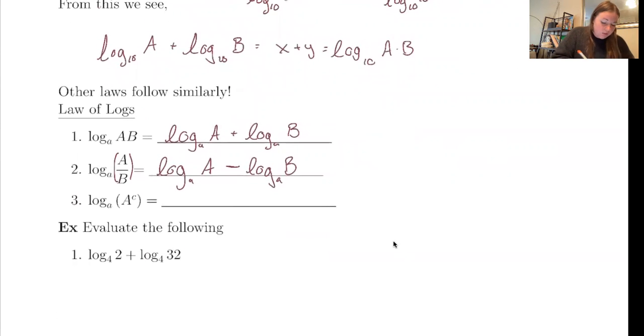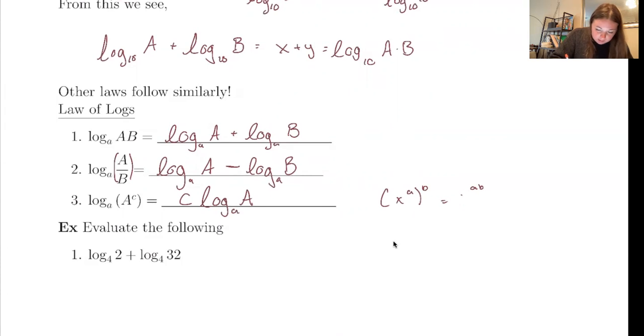And then the third law of logs, a really useful one, is if I have an exponent inside of my logarithm, it becomes a coefficient. So the c will drop down and we'll have c times log base a of A. And this third law is kind of similar to when we had x to the a to the b being x to the a times b.